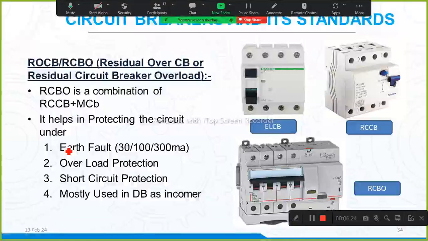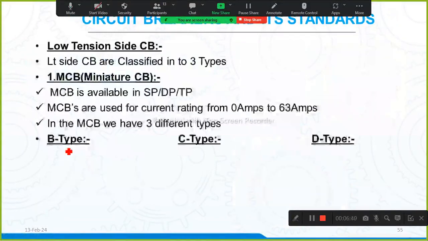It is mostly used nowadays in the distribution board as an incomer. Maximum people nowadays are going with this kind of circuit breaker as an incomer, or we can go with RCCB also, but RCBO is more superior because it gives all protection, the only thing is it is costly. It will be very costly. So that is about the protective circuit breakers.